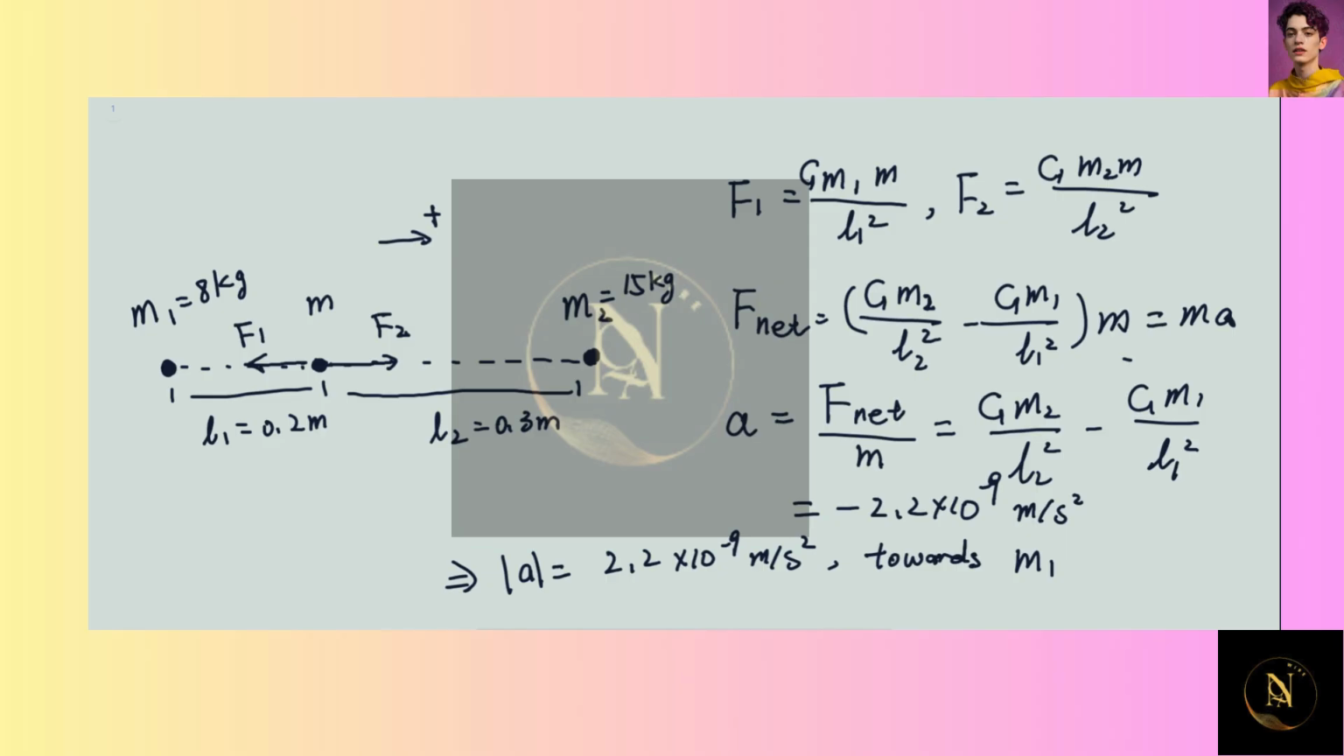So this negative sign here is because we said to the right is the positive direction. Now we have a negative sign here, which means the magnitude of a is still 2.2 times 10 to the negative 9 meters per second squared, but it points in the opposite direction of the positive direction, which is going to the left. So the direction of it is towards M1.